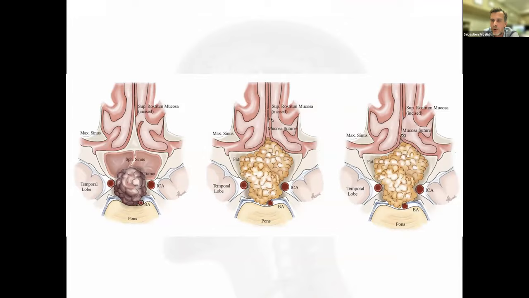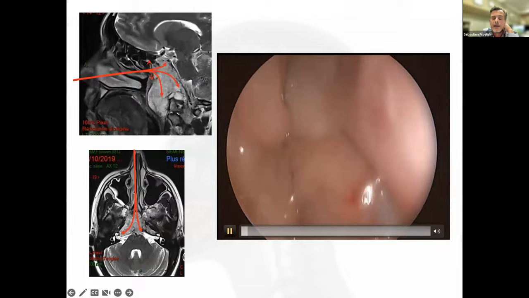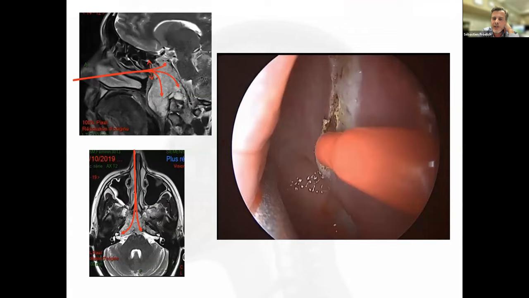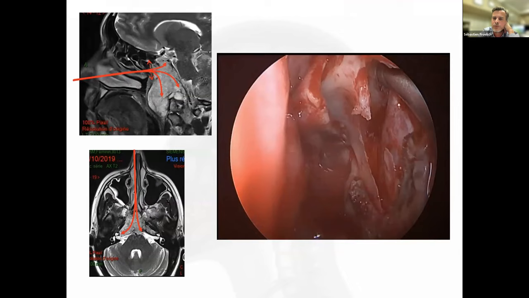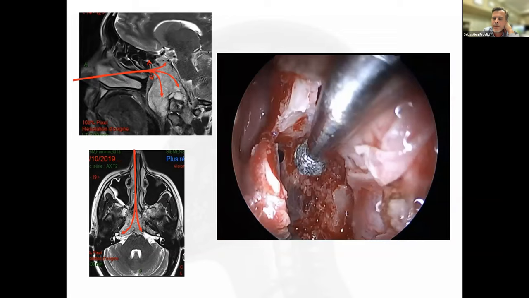I show you a case where the tumor was extending at the level of the craniocervical junction. This is our incision here. We are peeling the mucosa from the rostrum of the sphenoid. We are drilling the rostrum. This takes a little bit of time. I am using an angle drill, diamond drill.